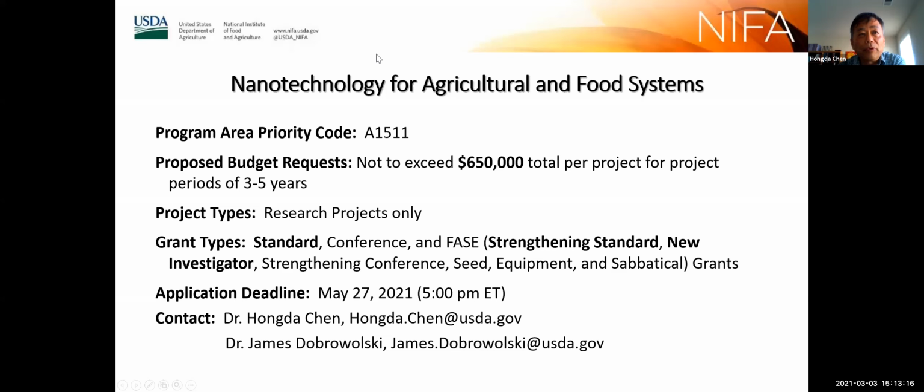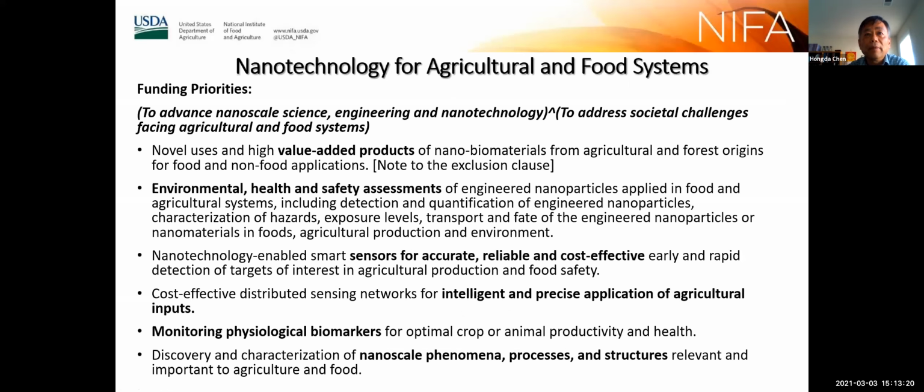Next slide, let's look at the program scope and the priority. What I want to point out is that the program priority really is to advance nanoscale science, engineering, and nanotechnology, and to address the societal challenges facing agriculture and the food system. And you recognize that there's a Boolean operand "and" in between these 2 phrases, because it is very important that this particular program supports research at the intersection of these 2 elements. First is to advance cutting-edge nanoscale science and nanotechnology. And number 2, it must be relevant to the agriculture and food challenges.